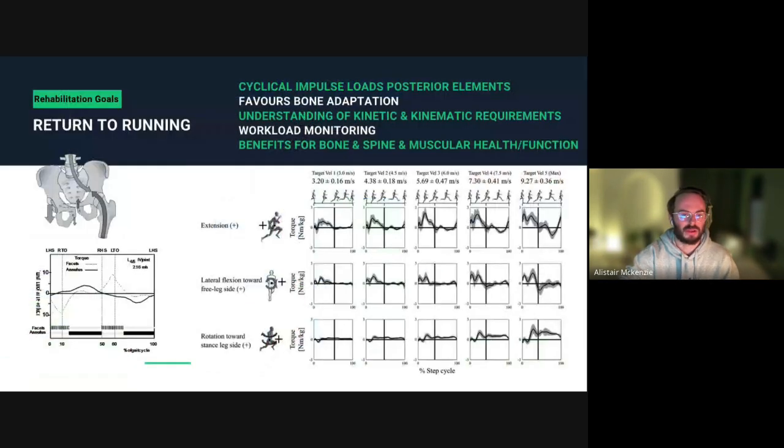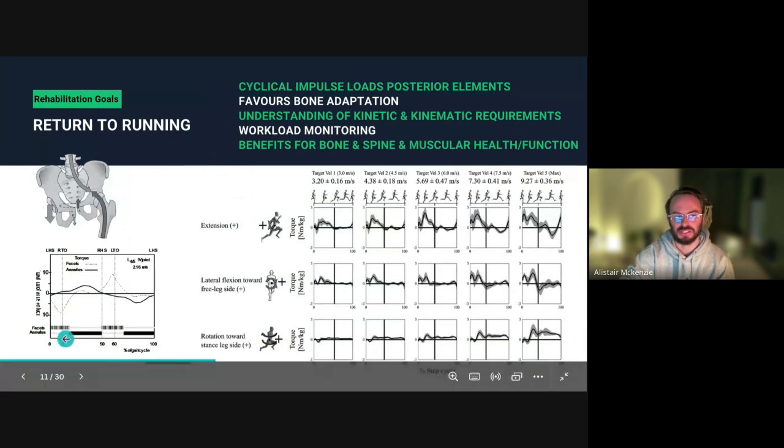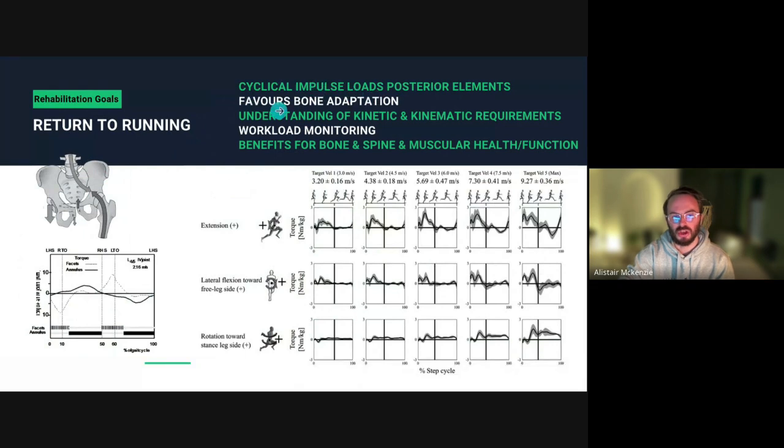So again, the goal of the early stages is to return to running, or to prepare this athlete for return to running. And that is because we're trying to prepare the bone for the cyclical impulse loads to the posterior elements, especially during stance phase, where you can see that the facets are most interlocked. And then we can use this load to favor bone adaptation.